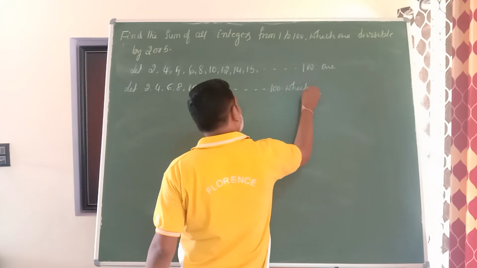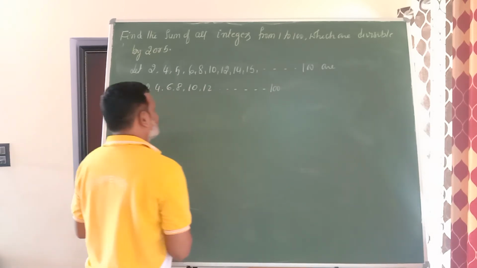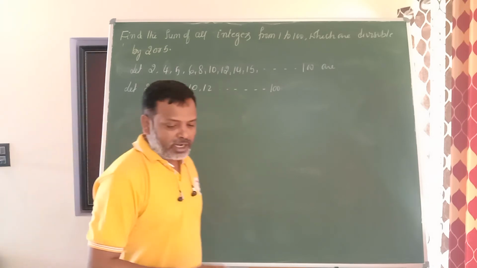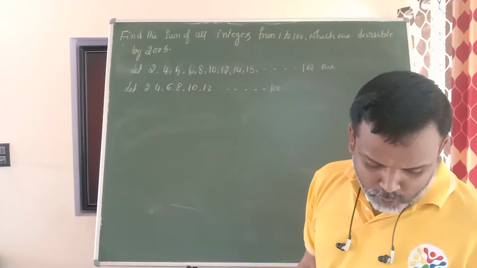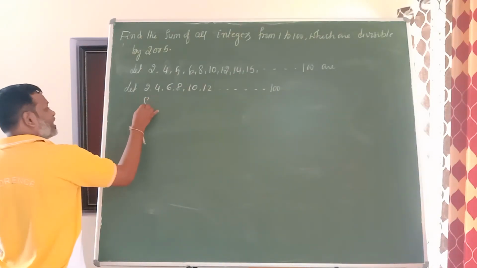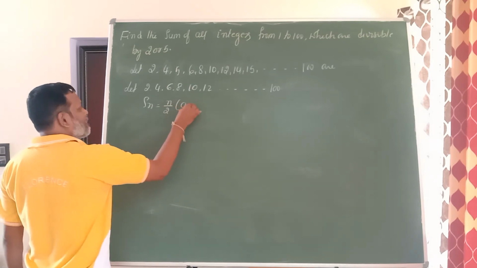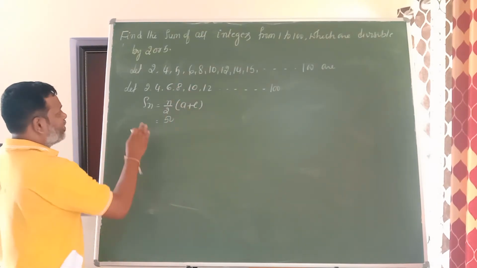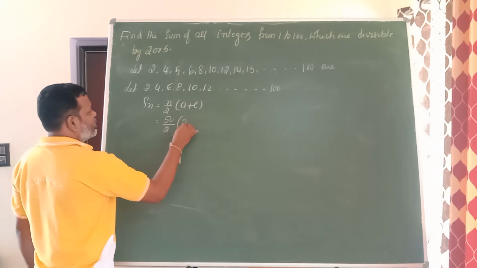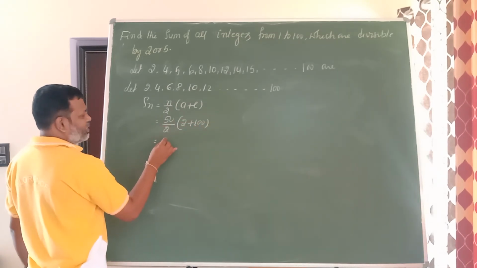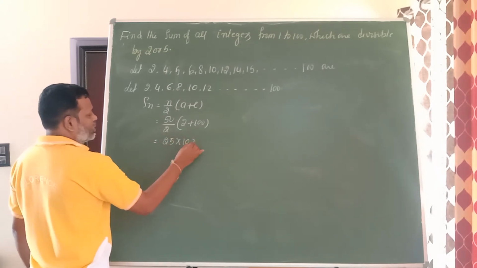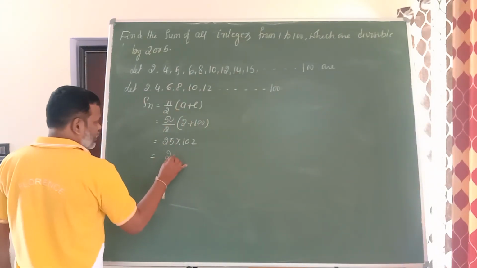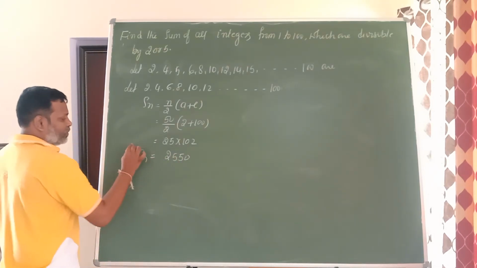So in this sequence I am considering this. Now find out Sn here. So 2, 4, 6, 8, 10, 12 up to 100 is there. How many terms are there? Exactly 50 terms. So Sn is equal to n by 2 into a plus l. N is 50 here. 50 by 2 into a plus l, that is 2 plus the last term 100. That is 50 by 2, which is 25, into 102. So 25 into 102 is equal to 2550. This is Sn.